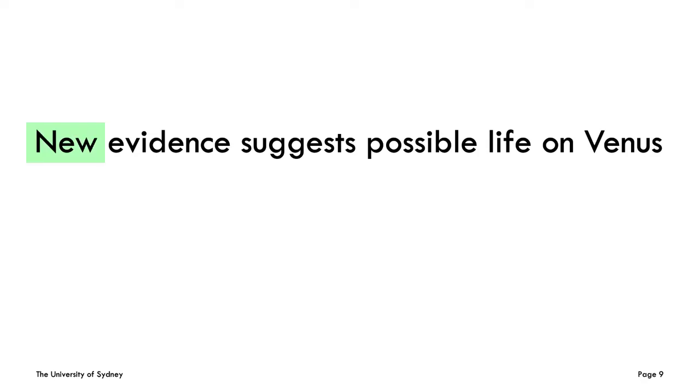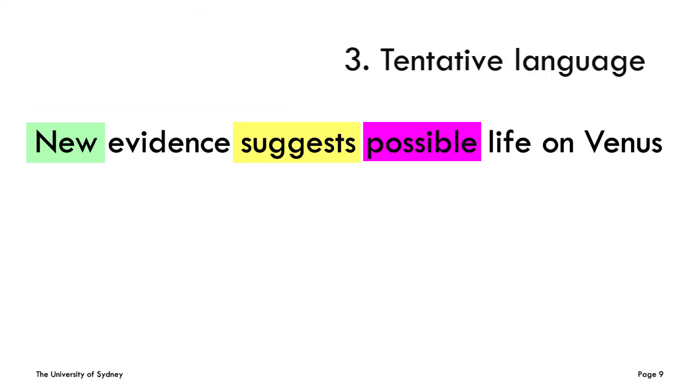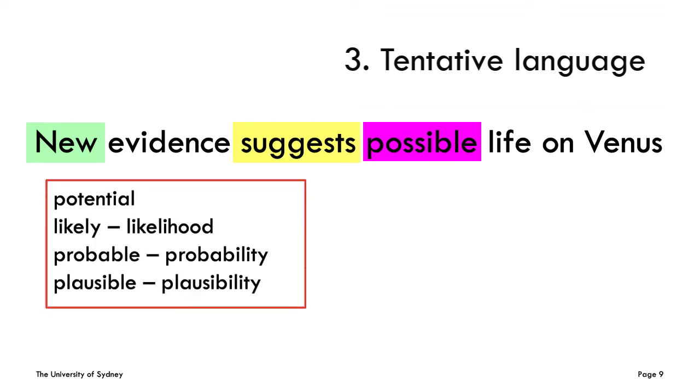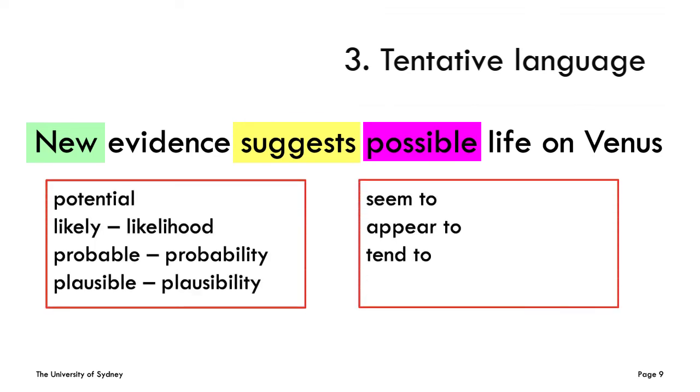A second strategy is to use a reporting verb that indicates the contested nature of the information, in this case, suggests, as opposed to demonstrate or prove. A third strategy is to frame the idea as a possibility or probability. Here are other words that you can use to convey a similar meaning.